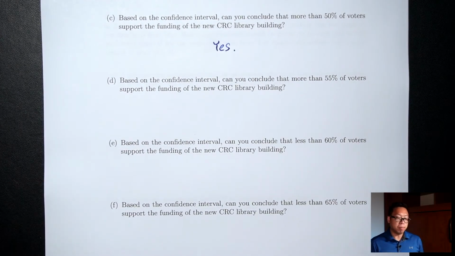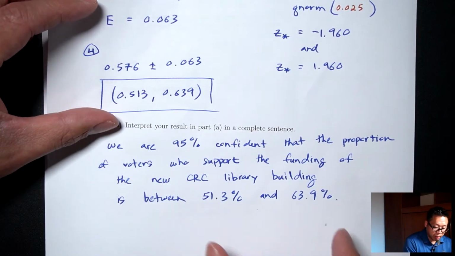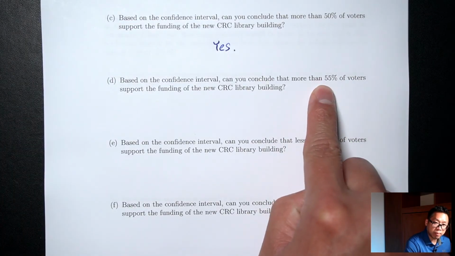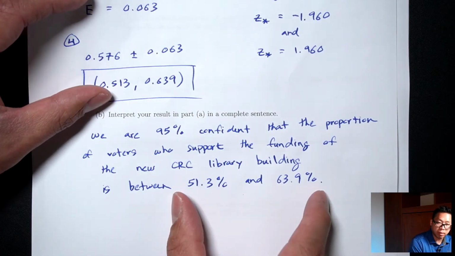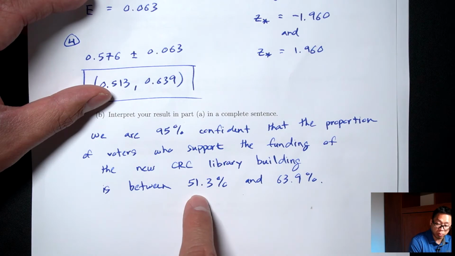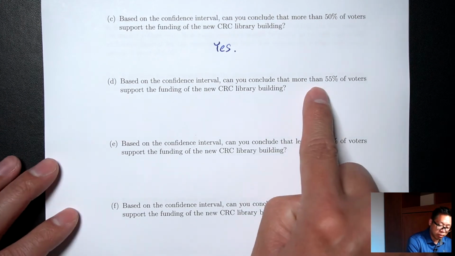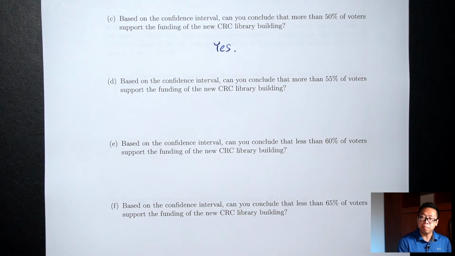Part D. Based on a confidence interval, can you conclude that more than 55% of the voters support the funding of the new CRC library building? So going back to our confidence interval, are all the numbers in our confidence interval more than 55? No. 51.3% is definitely not more than 55. So because not every number in our confidence interval is more than 55, this would be a no.